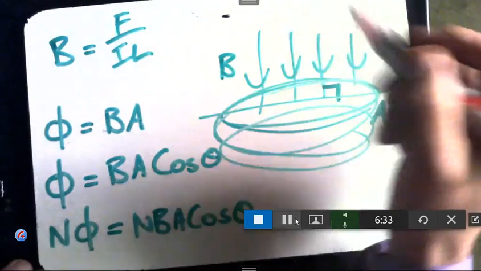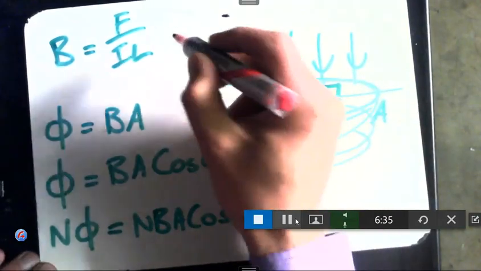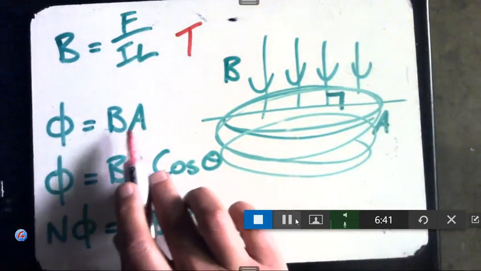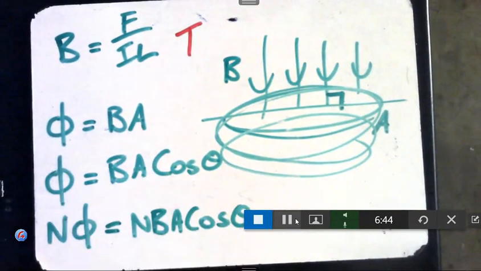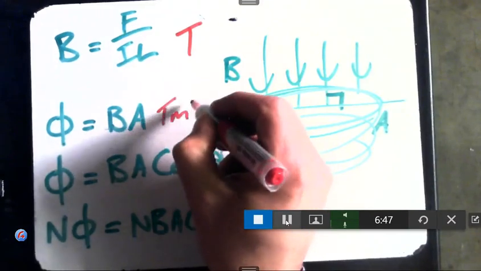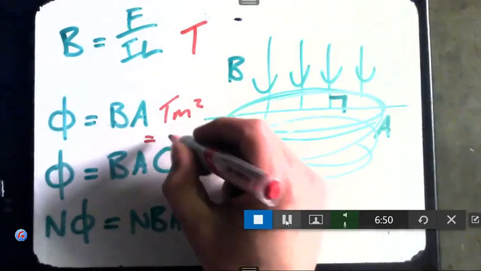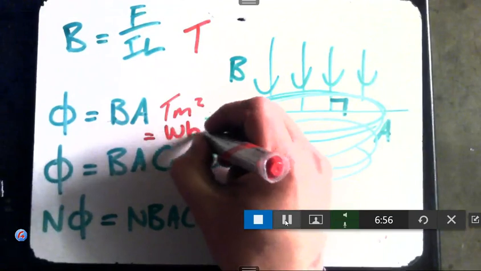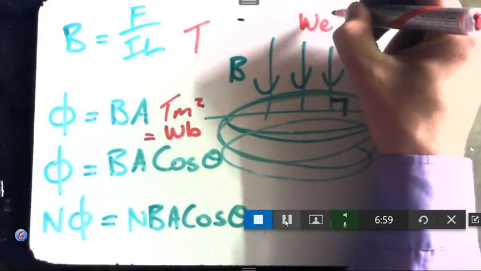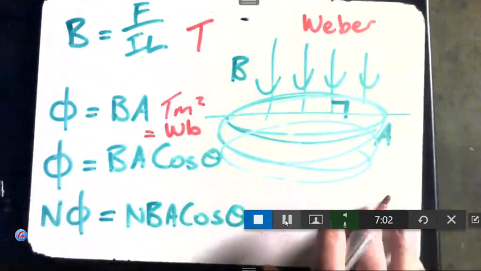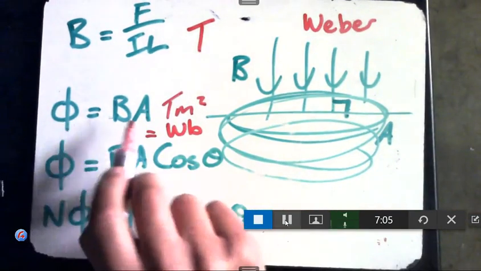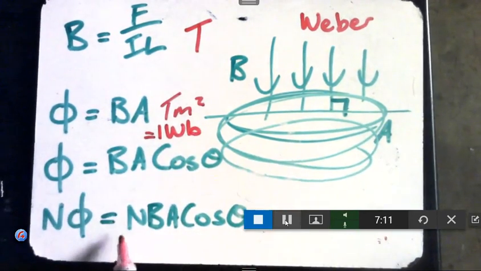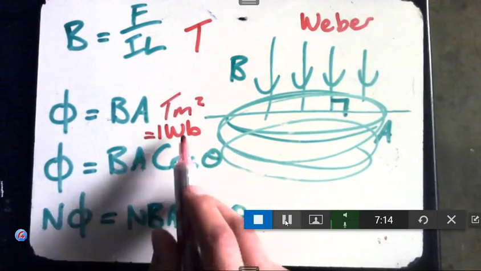Now let's just quickly look at units. We know that magnetic flux density is measured in Tesla. So it's going to be Tesla times square meter, Tm squared, and we define that as a Weber, Wb. We spell Weber, W-E-B-E-R. So when we take the Tesla times the area, we get Weber. And the magnetic flux density is just the amount of multiples of Weber that we have.